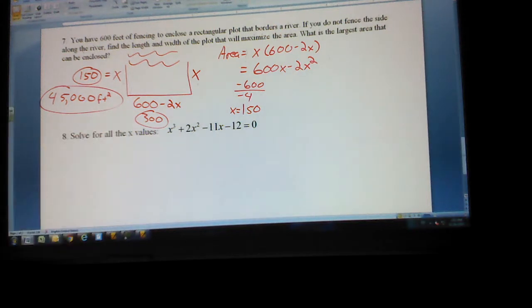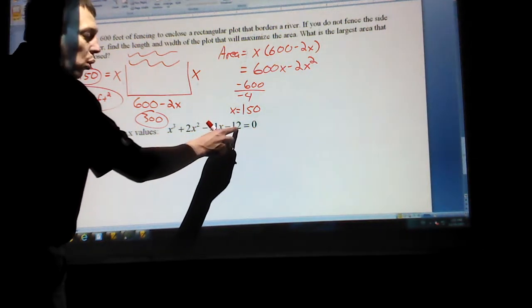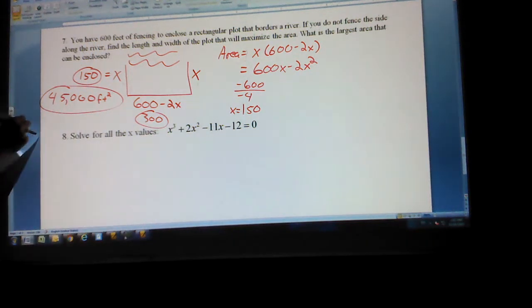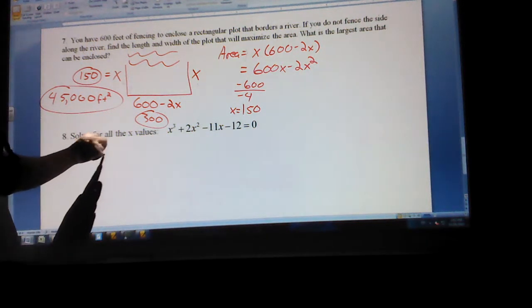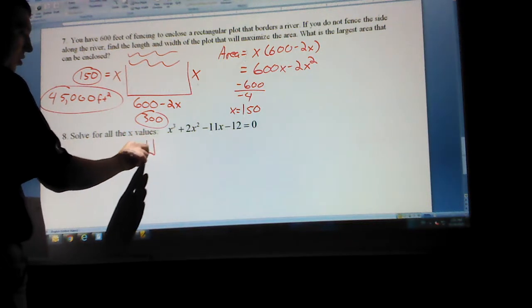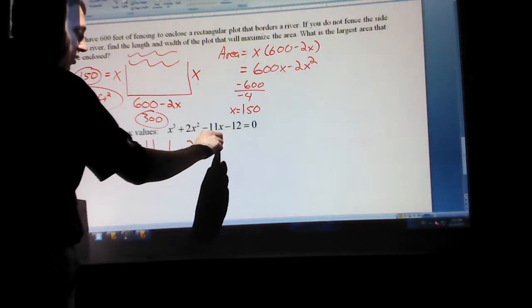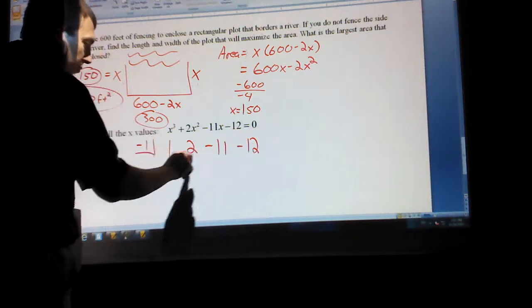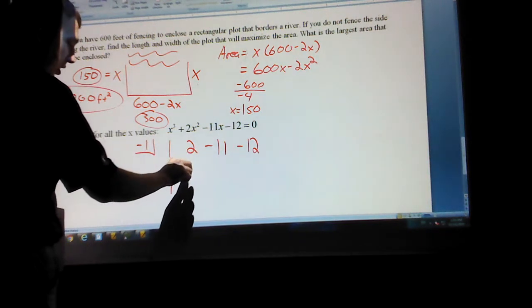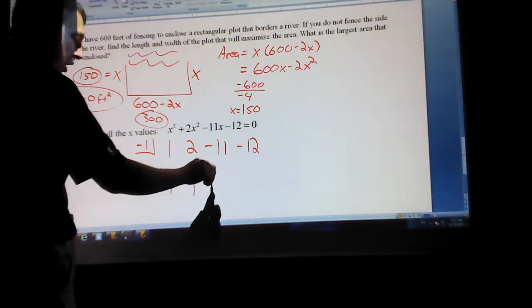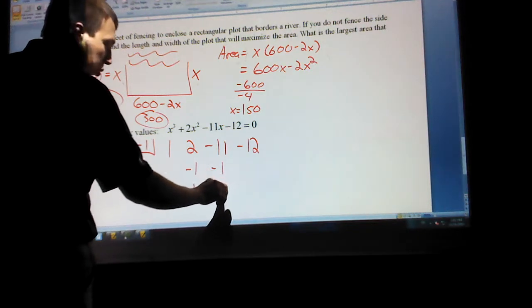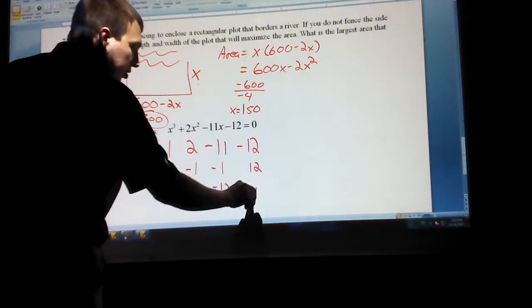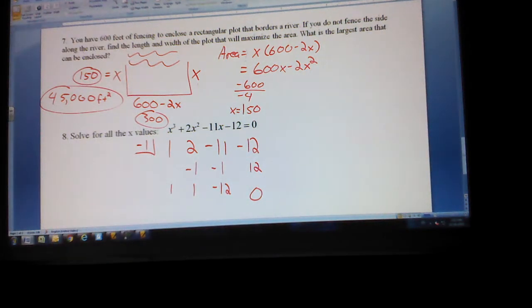Solve. This one you need to think p over q. What multiplies to give me 12 divided by what multiplies to give me 1, and you have to guess and check. I'm going to help you out. Negative 1 is a 0, so we're going to use synthetic division. That's negative 1, 1, negative 1, negative 12, 12, and we get a remainder of 0. That's what we are looking for.